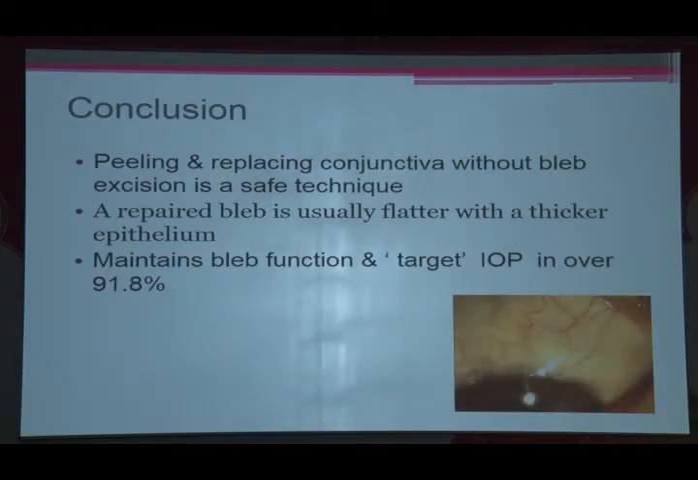Just to reiterate, there are many ways in which you can do a bleb revision. There have been a number of other studies using conjunctival advancement alone, but a lot of these studies actually scraped the epithelium off the bleb, probably injuring the bleb as well, while this method of just peeling the conjunctival epithelium leaves the entire bleb functioning as well as it did otherwise. To conclude, I think peeling and replacing the conjunctiva is a safe technique. It's very effective. The bleb is flatter with a little thicker epithelium, and it maintains bleb function and target IOP in over 90% of patients. Thank you.